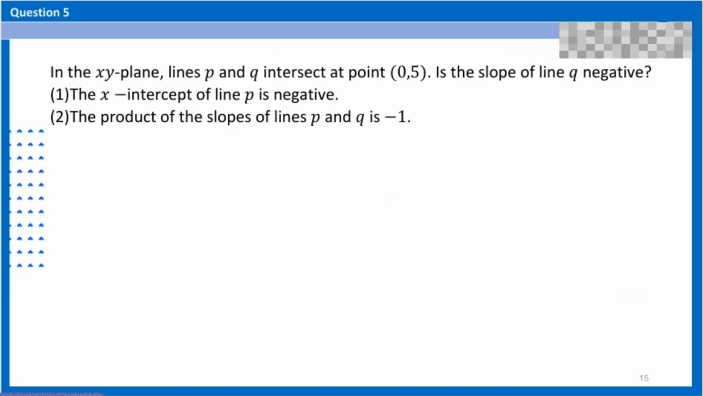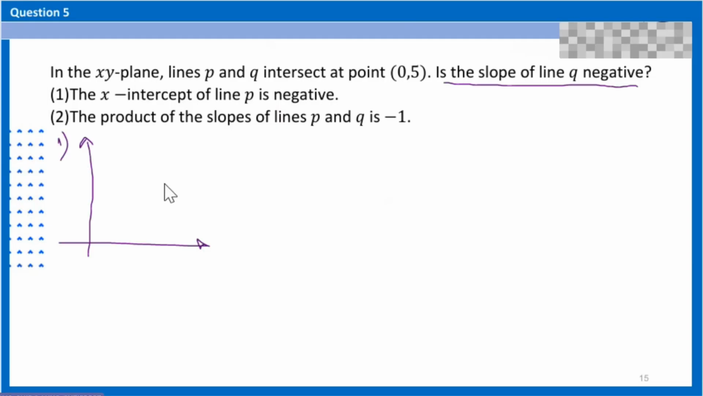Okay, so what's the answer, do you think? If the x-intercept of a line is negative, that tells you nothing, as we saw in the first question. That couldn't tell you anything about the orientation of a line. But you have now another reference: two lines cross at this point (0, 5), that means here, this point, exactly over the vertical axis.